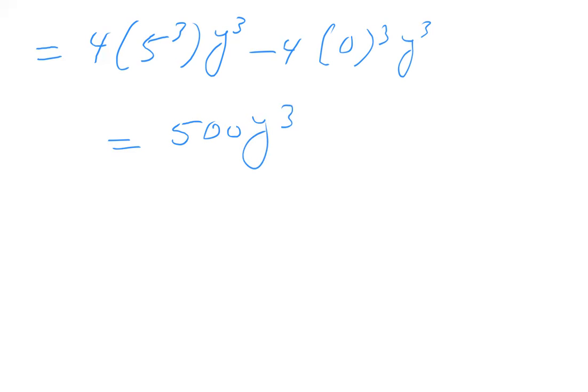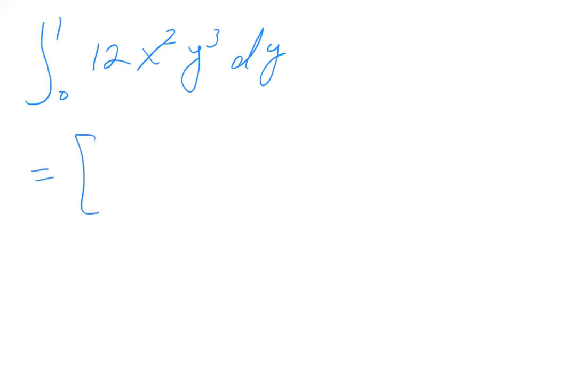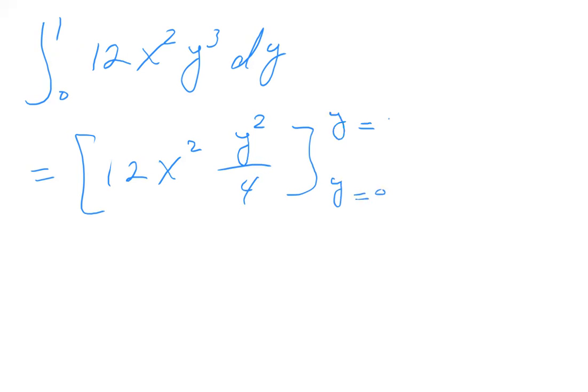Okay, let's try another example. Suppose we have from 0 to 1, 12x squared y cubed. So notice this time I have dy, not dx. So I'm going to hold x squared as a constant. So this is going to equal, here's my 12, x squared is constant. So this is y to the fourth over 4, y equals 0 to y equals 1.